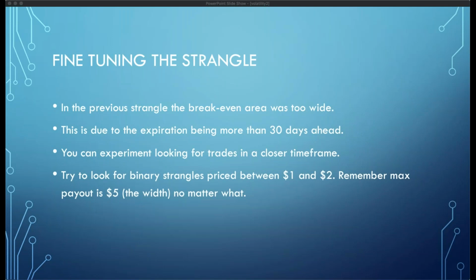I encourage you to experiment looking for trades in a closer time frame, like 2 weeks ahead, and do the same thing that I do. Just pick strikes that will give you a binary strangle price into $1 and $2, because max gain is 5 no matter what. So do that, and with that you will have much better results. And in fact, you could keep doing this several times. You could do it like 2 or 3 trades instead of just a single trade. So that's something for you. It's like homework for you guys to do.